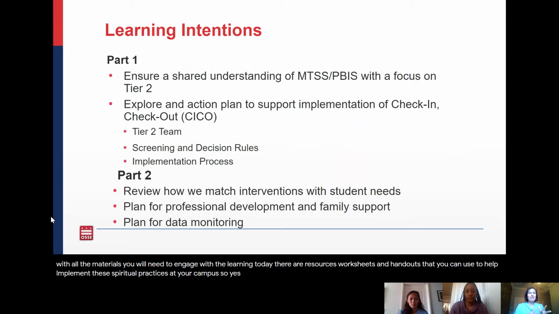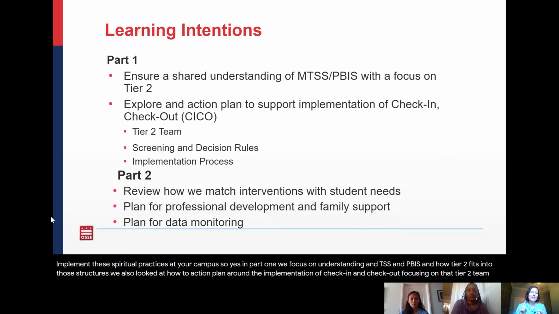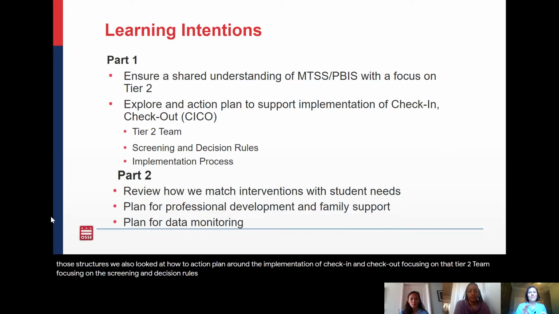So yes, in part 1, we focus on understanding MTSS and PBIS and how Tier 2 fits into those structures. We also looked at how to action plan around the implementation of check-in and check-out, focusing on that Tier 2 team, focusing on the screening and decision rules, and focusing on the implementation process.